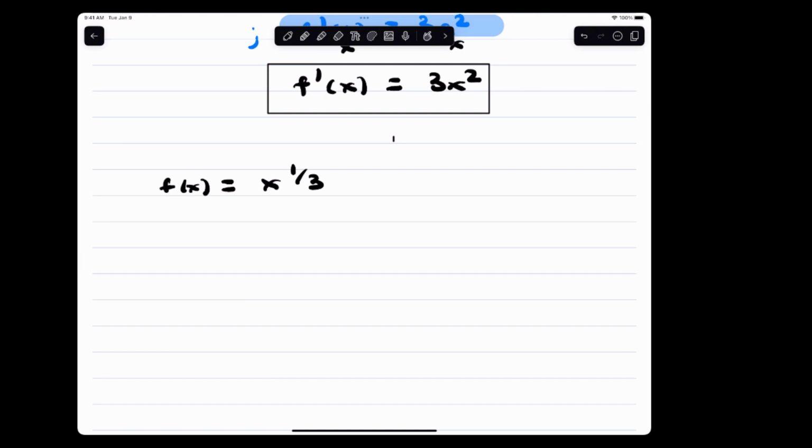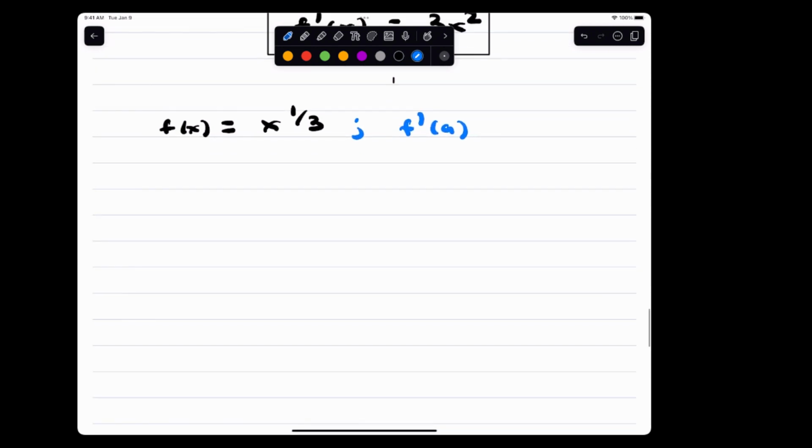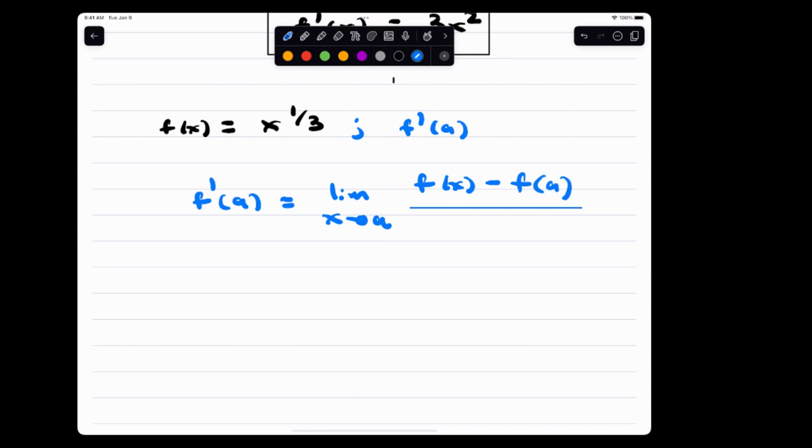Let's say, for example, you have a function like x to the 1/3 power. And then we want to find the derivative, right? You want to find f prime at a. So let's use our definition: limit as x goes to a of f of x minus f of a over x minus a.